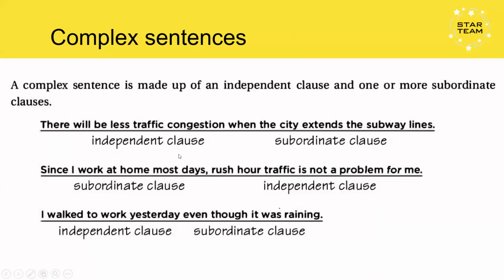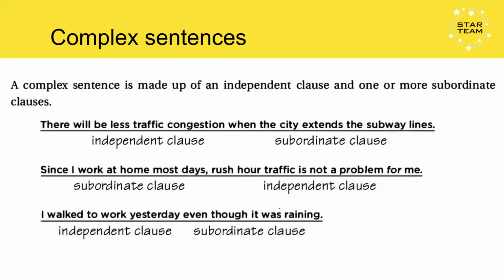Yeah, okay. The independent clause is "there will be less traffic congestion," and the subordinate clause is "when the city extends the subway lines." So an independent clause can exist without a subordinate clause, yes? It will be one fully written or fully said sentence: There will be less traffic congestion. But a subordinate clause cannot exist without an independent clause. Like "when the city extends the subway lines," so there is something missing.